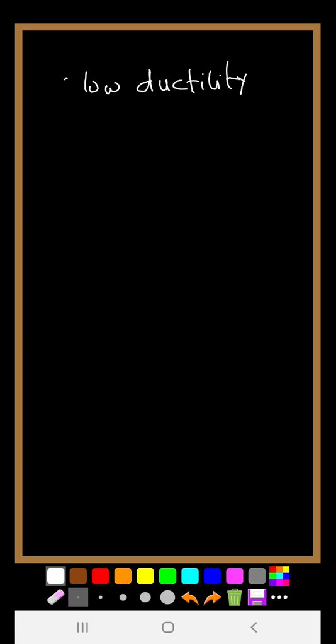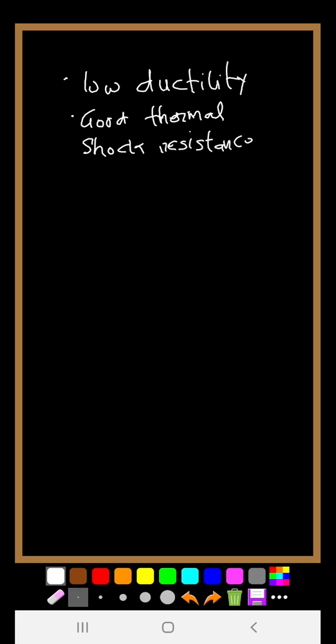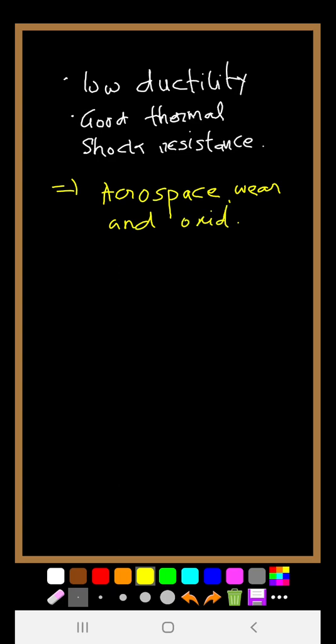They have also low ductility and good thermal shock resistance. That makes them applicable in aerospace, and wear and oxidation resistance applications.